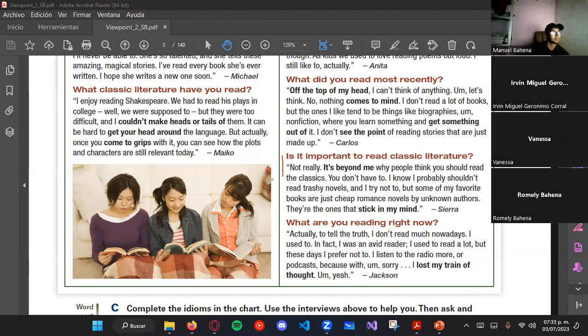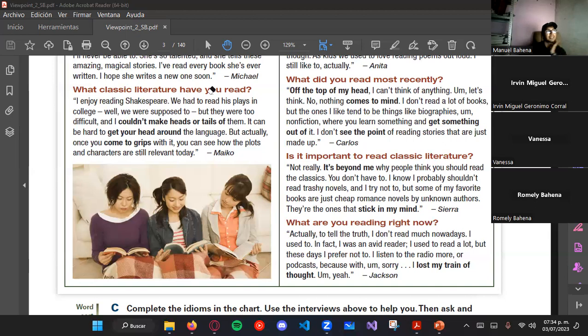Is it important to read classic literature? Not really. It's beyond me why people think you should read the classics. You don't have to. I know I probably shouldn't read trashy novels, and I try not to, but some of my favorite books are just cheap romance novels by unknown authors. They're the ones that stick in my mind.